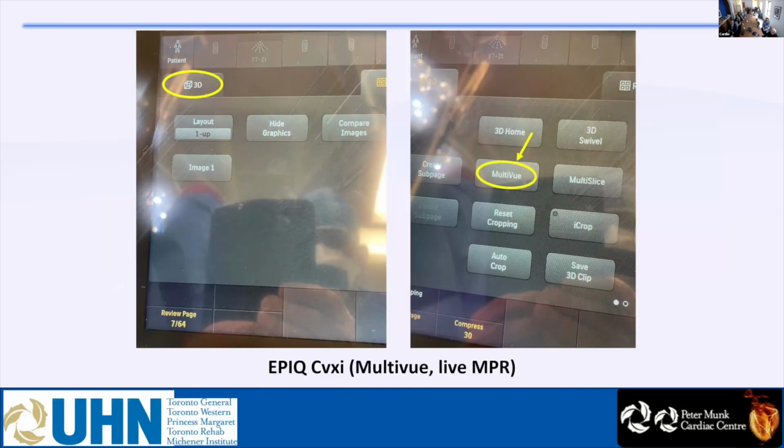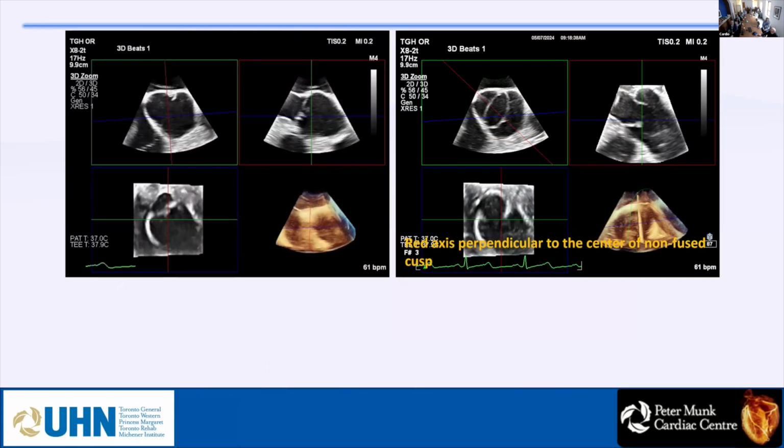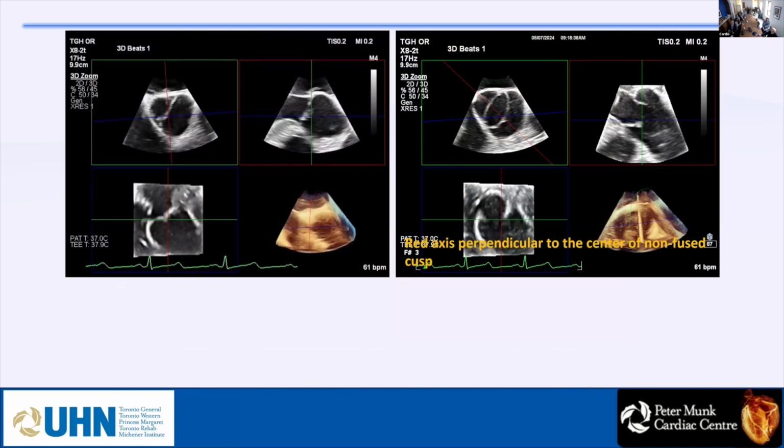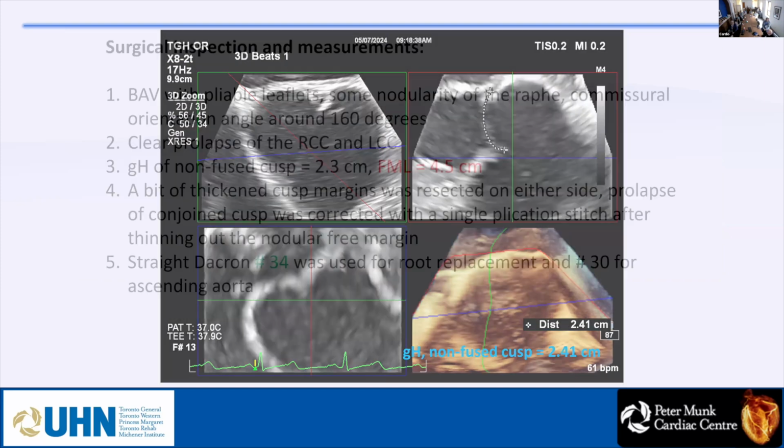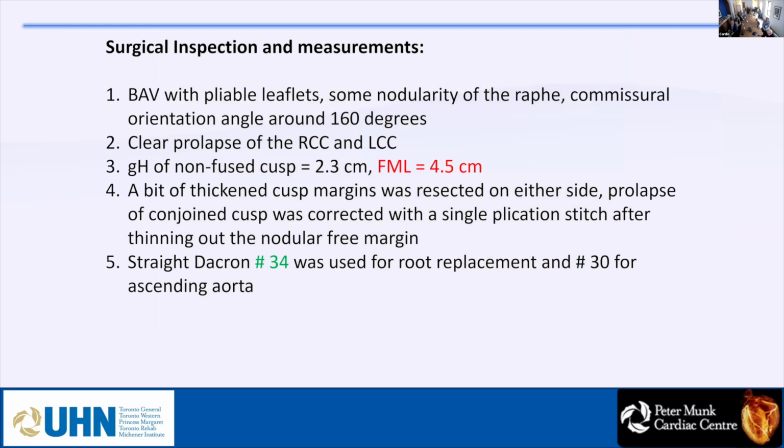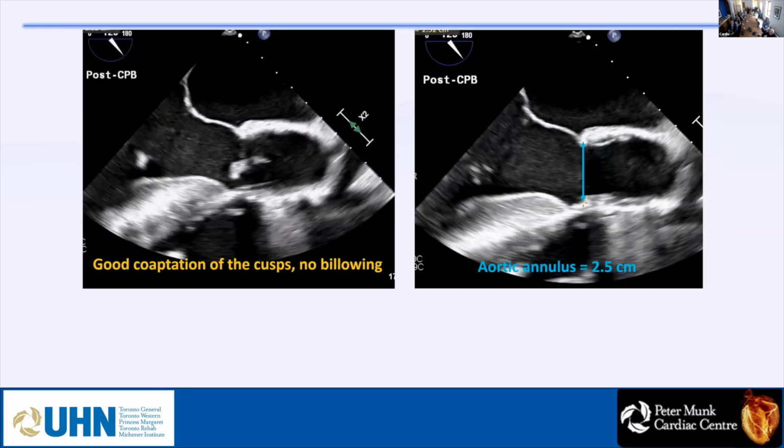Here, in bicuspid valve, we can measure only the geometric height of the non-fused one. And again, the non-fused one should be above 1.9 in bicuspid valve. So we measured here 2.4. So we gave a green light to the surgeon that the valve can be preserved. And she is another surgeon. She preserved it. And you see the post-op.